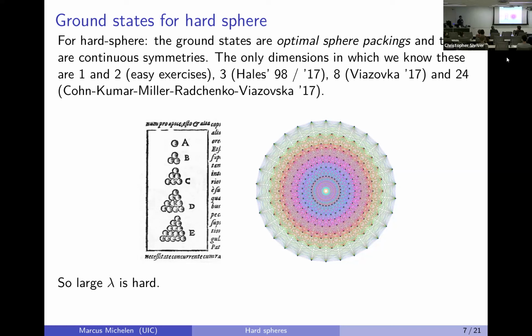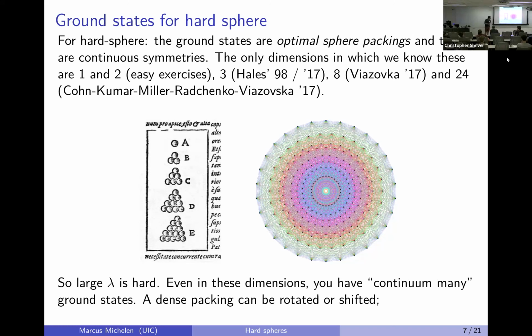So large lambda is going to be hard, right? Understanding the ground states and proving they're correct is already a very challenging thing to do. We expect in dimension 2 that the phase transition is somehow weaker than it would be in maybe another dimension if it does exist. And thus, if we were to try to prove some type of a phase transition here, our best candidates might be 8 and 24.